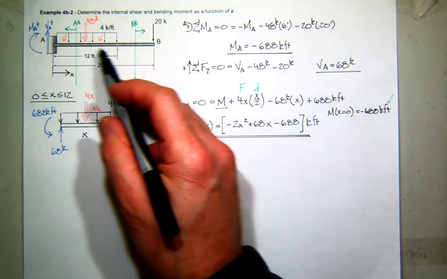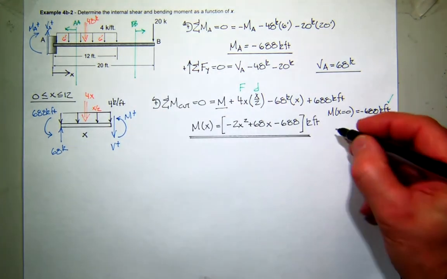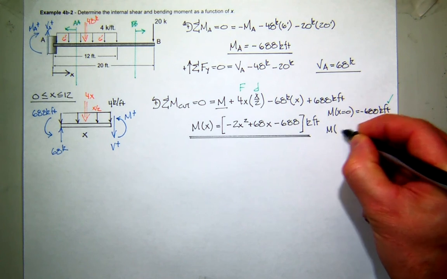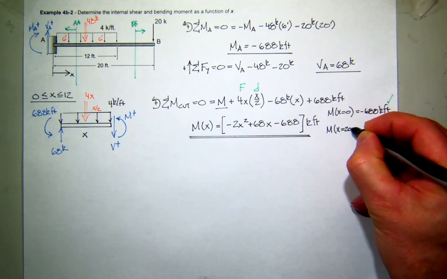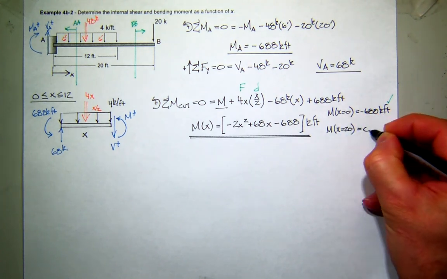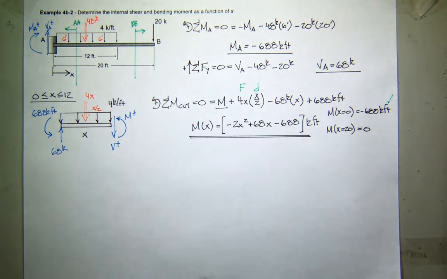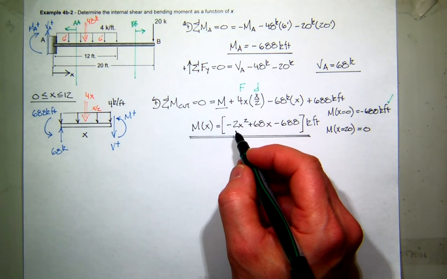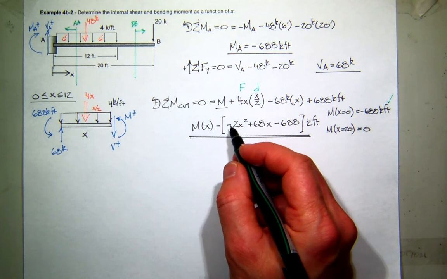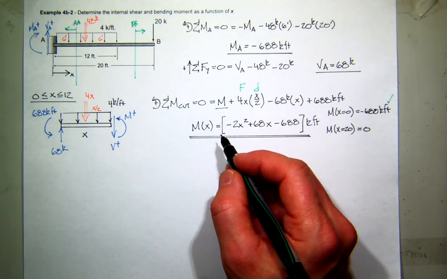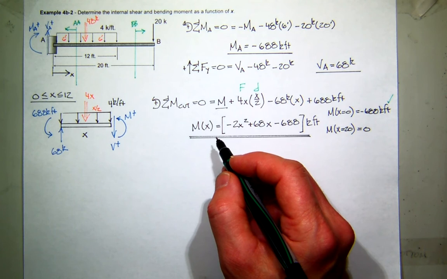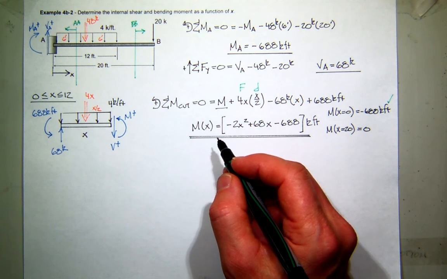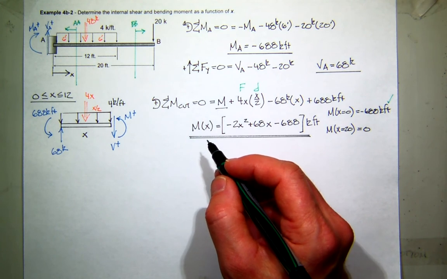Unique to a cantilever, I've got this free end. What's the moment at the free end? In this case, it's 0. Does my equation give me 0 when x is equal to 20? You have to check that for me. I'm hoping it is. Anybody get that?